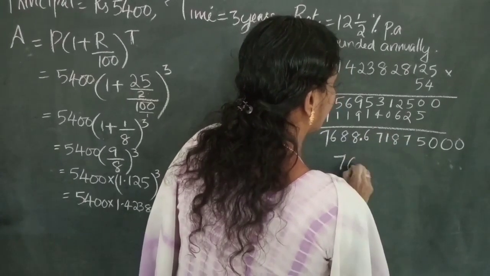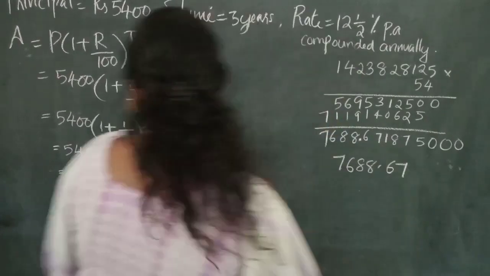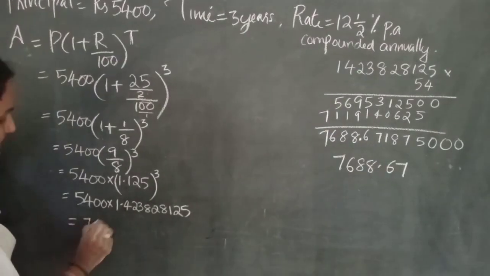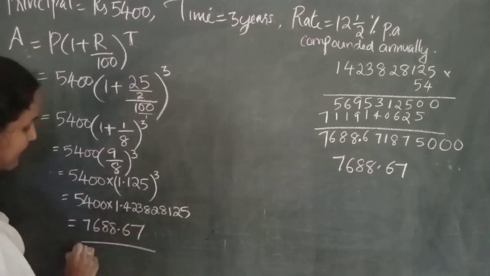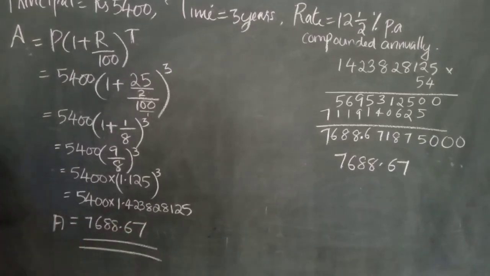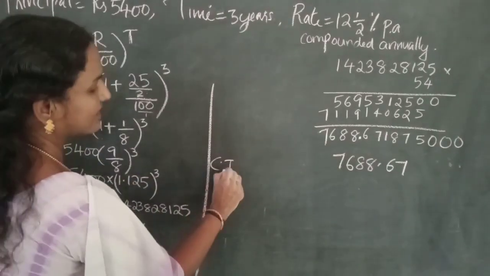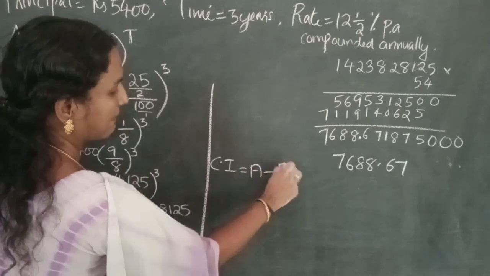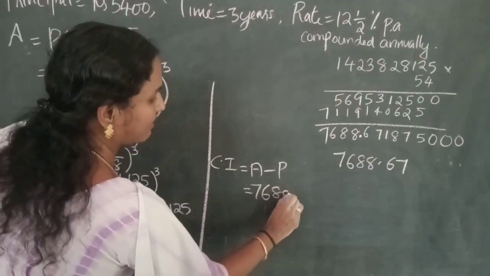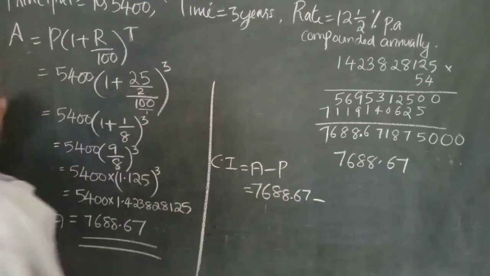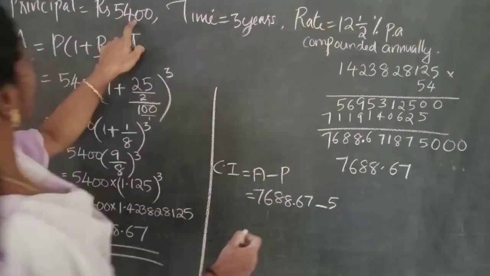So 7,688.67. This is the amount. After that you have to find CI. CI is equal to amount minus P. Here the amount is 7,688.67 minus your principal, which is 5,400.